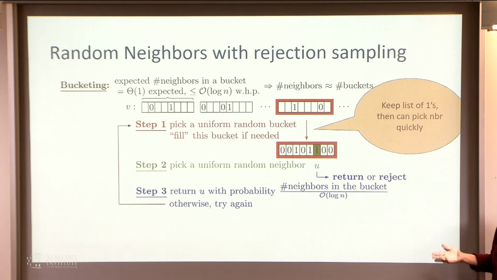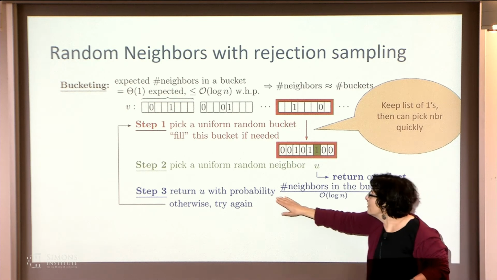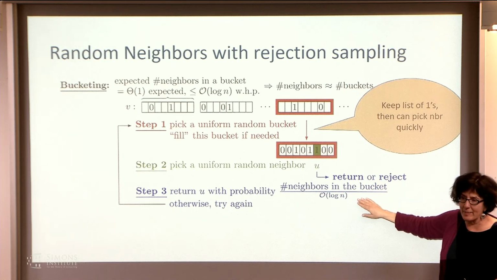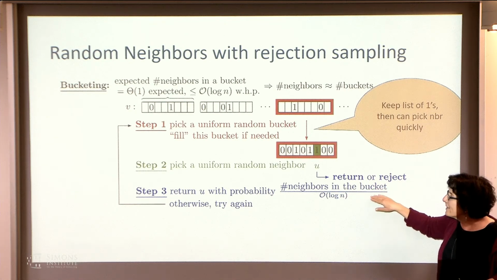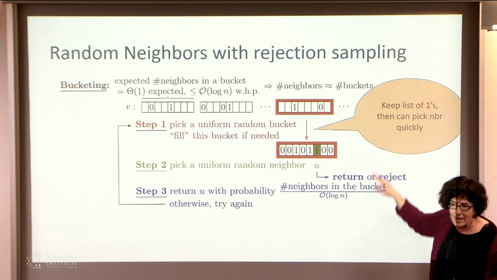So we'll just do rejection sampling to fix this, right? We know that there's at most log n many neighbors per sample, so all we have to do is return U with probability number of neighbors in the bucket divided by log n. And if we don't return U, then just try again.